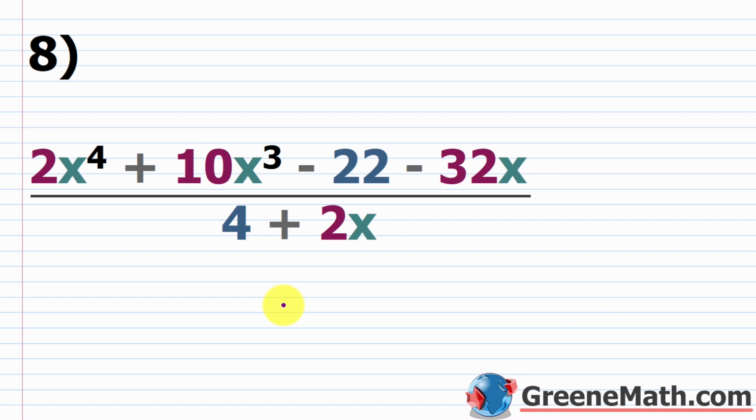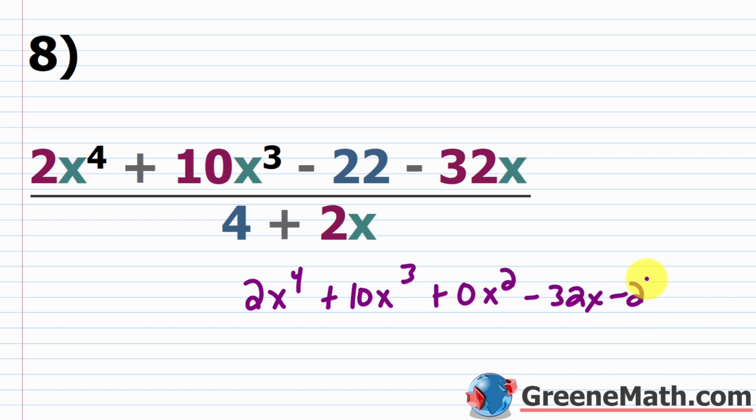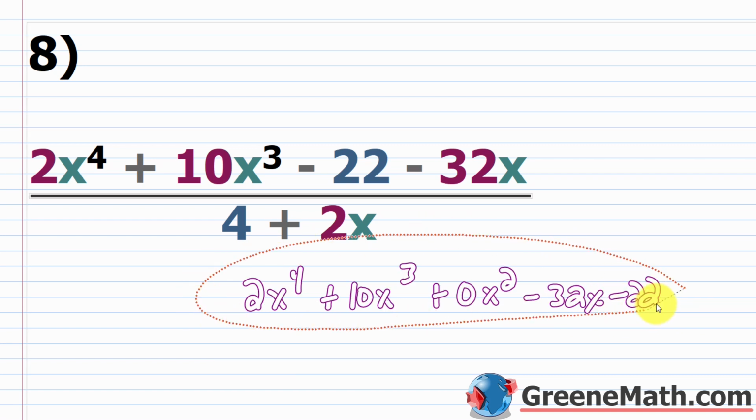All right, let's look at problem number 8. So we have 2x to the 4th power plus 10x cubed minus 22 minus 32x. So notice that this is not in standard form and you're missing x squared. Then this is over 4 plus 2x. Again, this is not in standard form. So let me write this. We have 2x to the 4th power, then plus our 10x cubed. We're missing x squared, so I'm going to put plus 0x squared, then minus 32x, and then minus 22. So now this polynomial is in standard form.